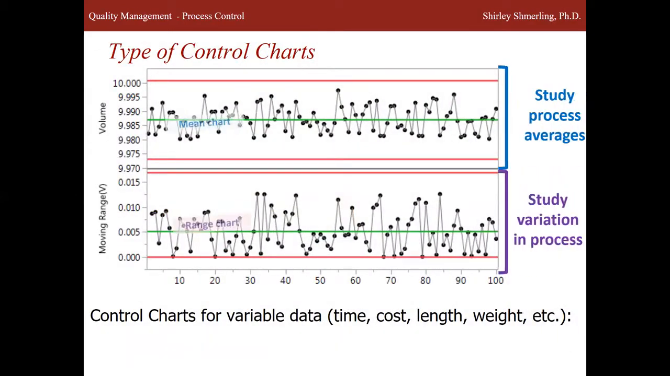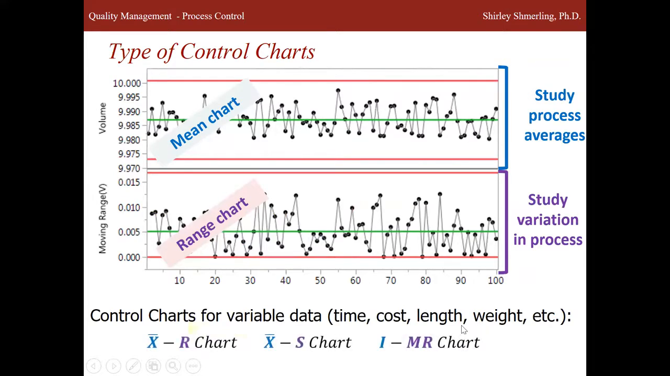Process control analysis typically relies on two control charts: the mean chart, which shows the process average, and the range chart, which shows the dispersion of the process. Together, they indicate whether a process is in control. They should always be used together because they provide different information about the stability of the process. We will focus on control charts for variable data, which depict how the process behaves over time with respect to a measure that is on a continuous scale, like a cycle time, wait time, length, weight, cost, etc.